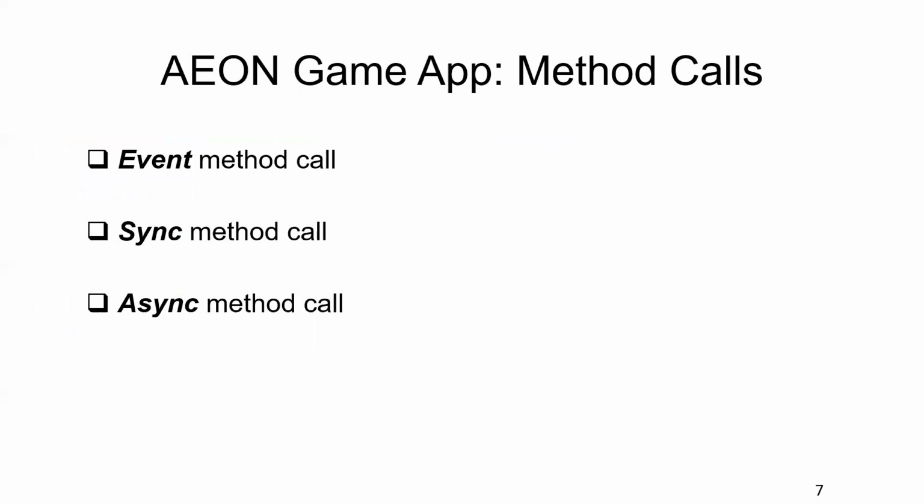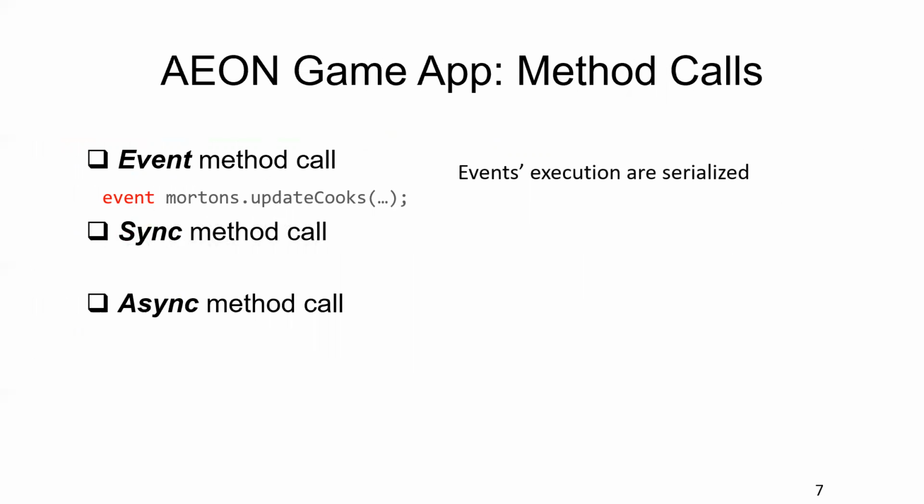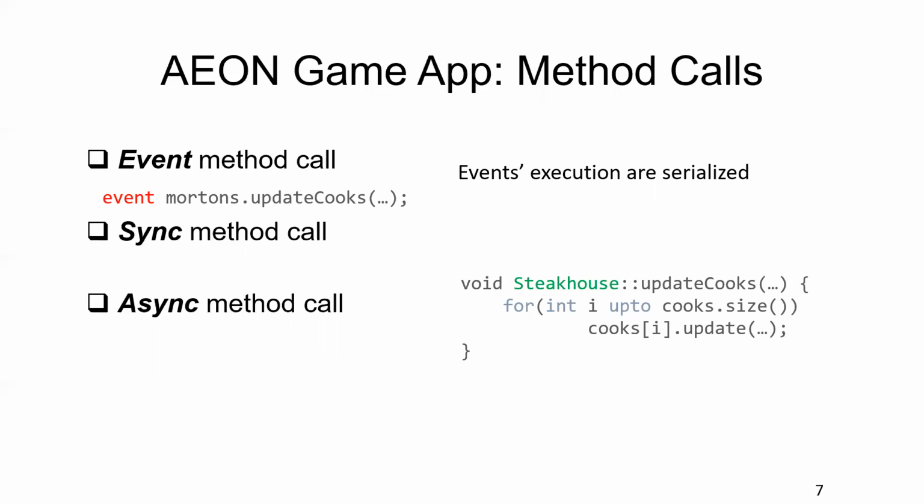In AEON, there are three important method calls here. On the client side, you can use an event method call to issue an event to the cloud application. The execution of those events will be serialized in the cloud application. One event can access child actors from a parent actor by calling sync or async method calls. A sync method call is similar to a normal routine. It will block the caller until it is finished. But in some cases, programmers don't want to wait for a method to finish. Then you can use an async method call here. An async method call will not block the caller and will execute in parallel.